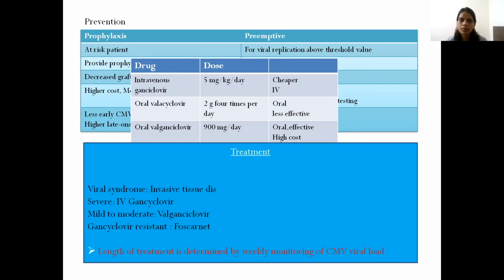The treatment for CMV infection is only given for viral syndrome and invasive tissue disease. For mild to moderate cases, valganciclovir is used orally, and for severe cases, IV ganciclovir can be used. When there is resistance to ganciclovir or toxicity, then the alternative drug is foscarnet. The length of treatment is generally determined by weekly monitoring of the CMV viral load, either by PCR or by the antigenemia assay.